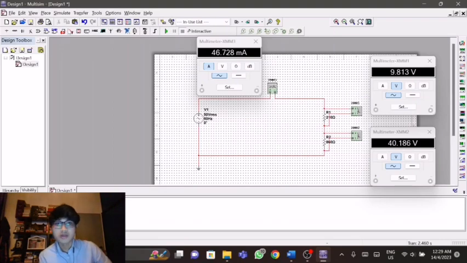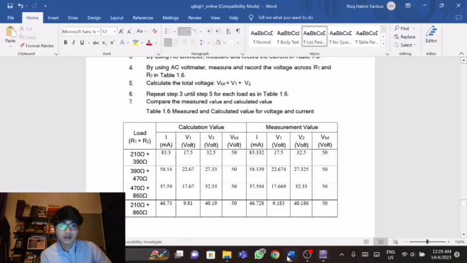So I'm using the Multisim software. This is the measurement value and calculation value. It is almost the same. For the calculation value, how to find I, we just have to divide V total by R total, because this is I, and I for a series circuit is the same, so we just have to divide V total and R total.